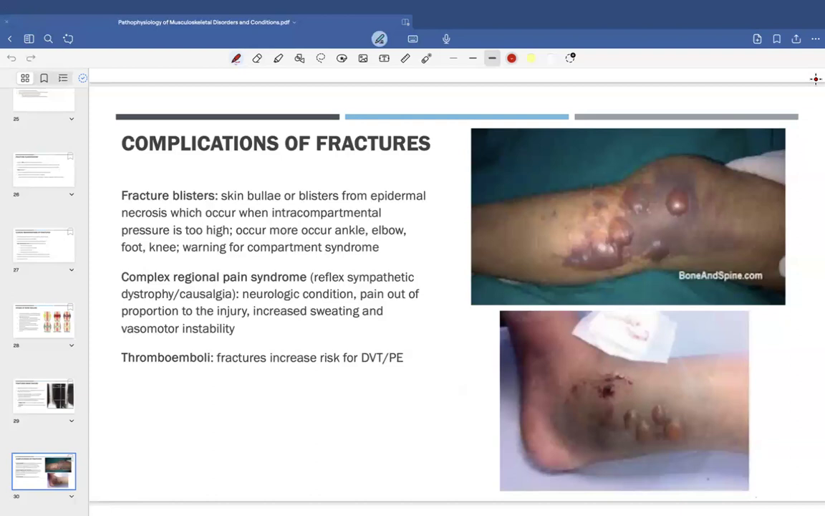Okay, and so we see this in areas where there's less room for expansion. And we see it in areas where there tends to be a lot of dependent edema. Okay, so lower extremities more so than upper extremities, although that doesn't exclude the upper extremities.